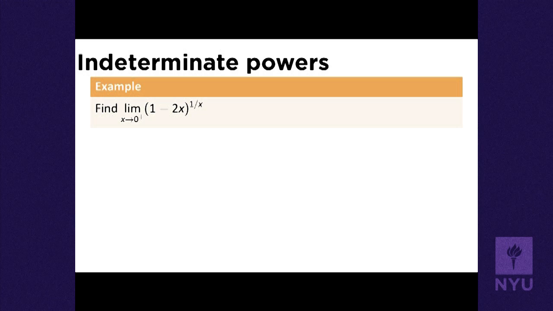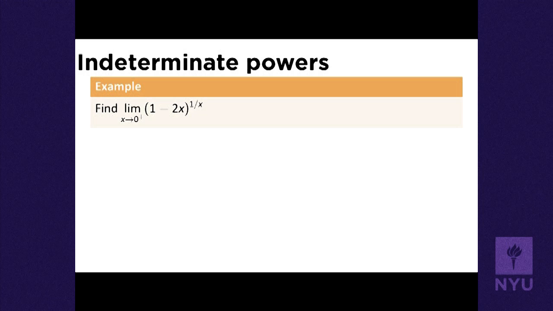Let's look now at indeterminate powers. Find the limit as x goes to 0 from the positive side of (1 minus 2x) to the 1 over x. All right, why is this thing indeterminate? Well, what happens to the base there, 1 minus 2x, as x goes to 0? What is the base approaching? The base approaches 1, and 1 to any power is 1. So in this case, maybe the limit should be 1.